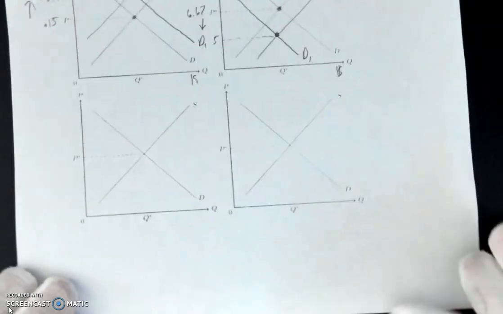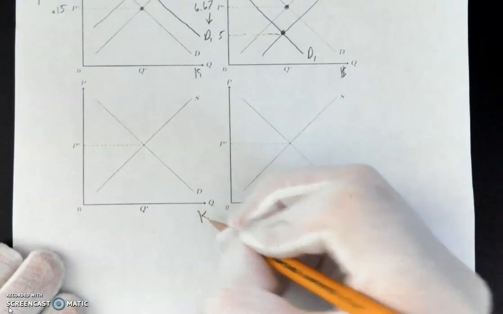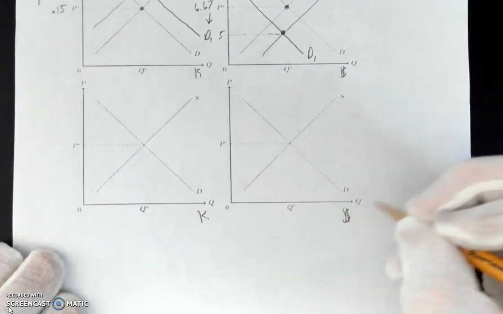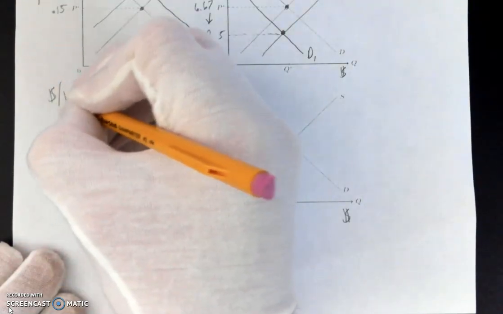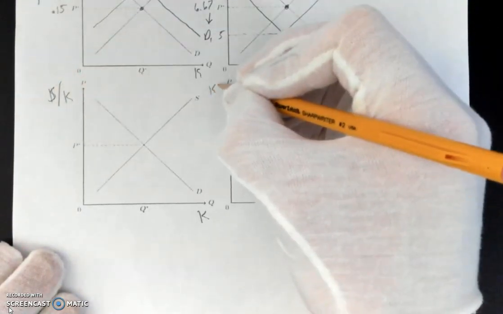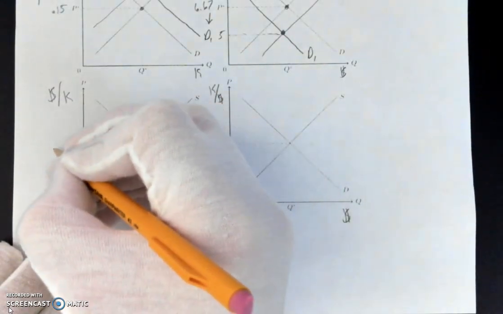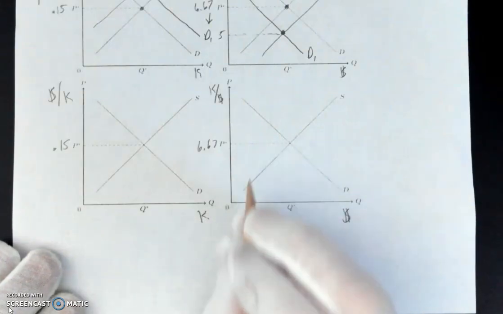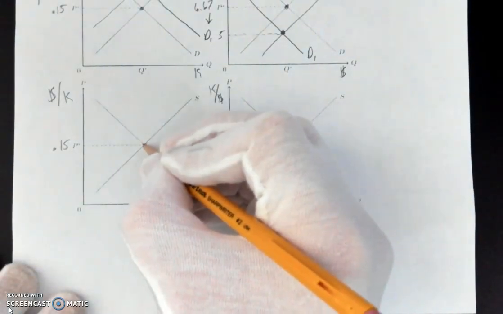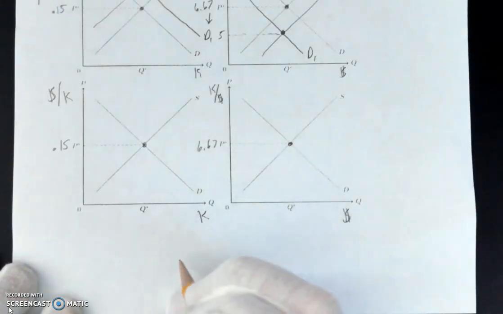So we're going to start out again with the same format. We've got our krone, we've got our dollar market here, and then here for krone we've got dollars per krone, and then here we've got krone per dollar. And again, we'll start out at the standard equilibrium of 15 cents per krone, which is 6.67 krone per dollar. Initial equilibrium. So interest rates drop in Denmark.